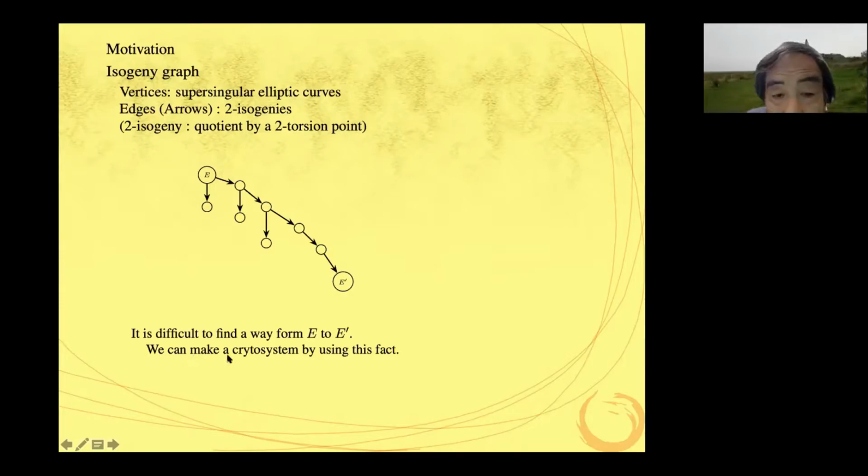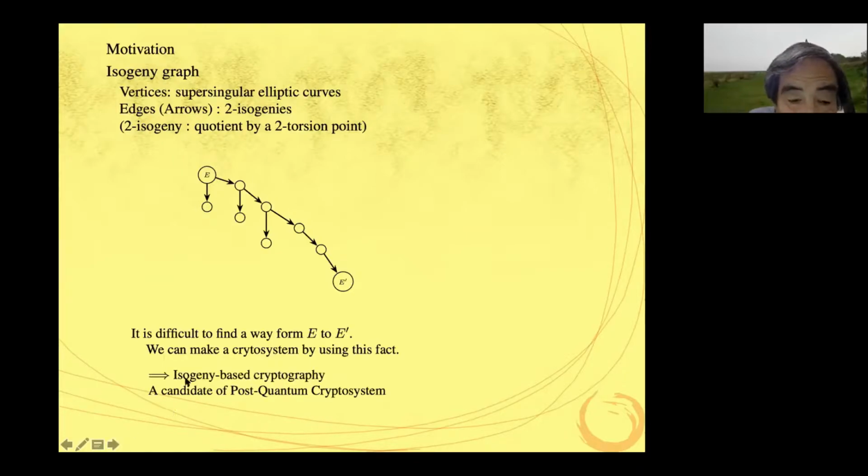And we can make a crypto system by using this fact. Really, by using this, cryptographers constructed isogeny-based cryptography. And this is really a candidate of post-quantum crypto system. And cryptographers examine such structure very deeply.